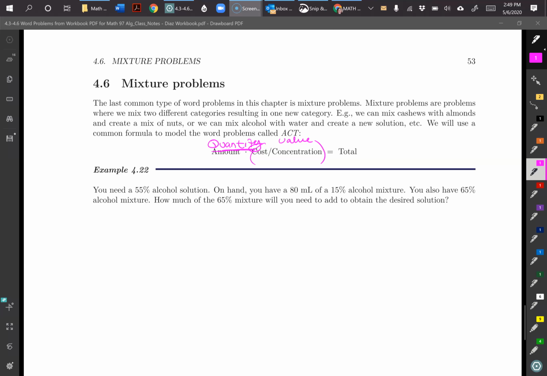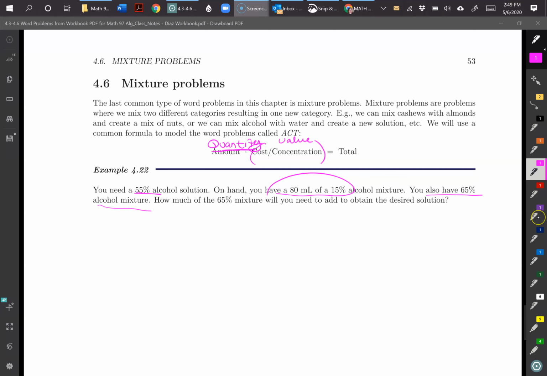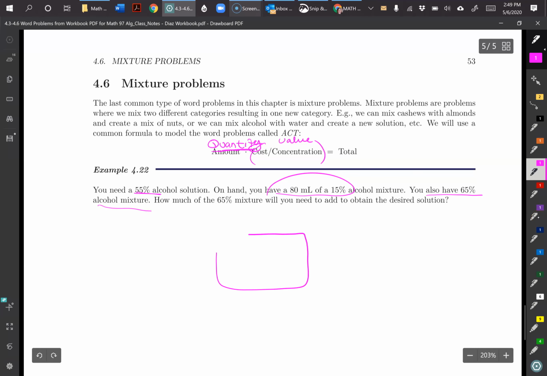Okay, so we're going to look at this example, 4.22. You need a 55% alcohol solution. On hand, you have 80 milliliters of a 15% alcohol mixture. You also have a 65% alcohol mixture. How much of the 65% mixture will you need to add to obtain the desired solution? So what we're going for is this 55%, and we have to see what the total milliliters of that is going to be.